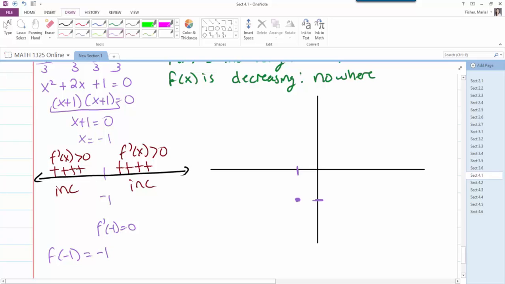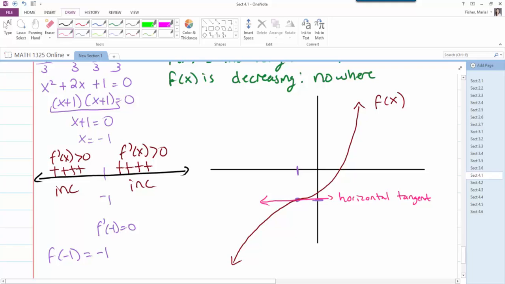And then let's just draw the graph with what we know. Well, what do we know? We know that we are increasing until we get to negative 1, that we have to flatten out because we're going to have a horizontal tangent, and that then we start increasing some more. So this is the graph of f of x, and here is our horizontal tangent. And again, we have a horizontal tangent there because the value of the first derivative at negative 1 is equal to 0. That's it for section 4.1.